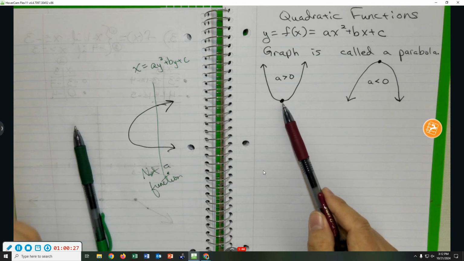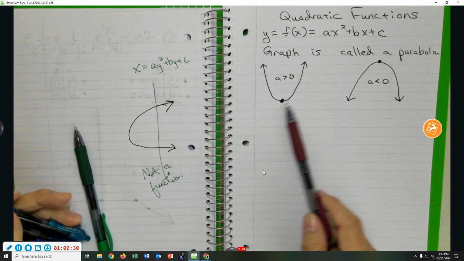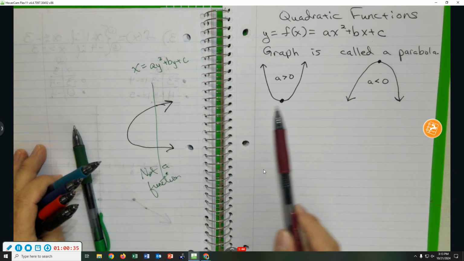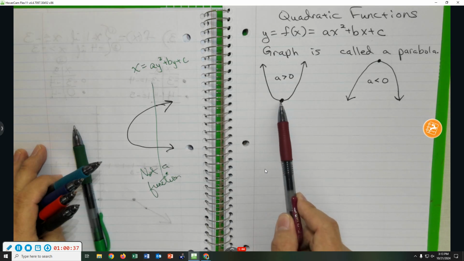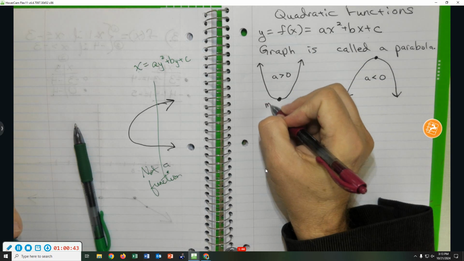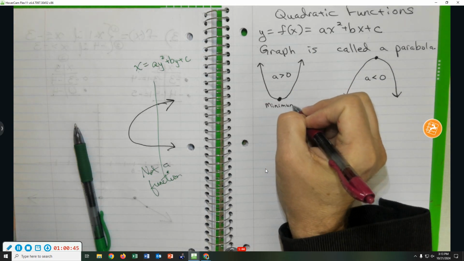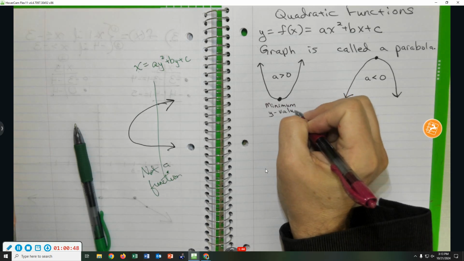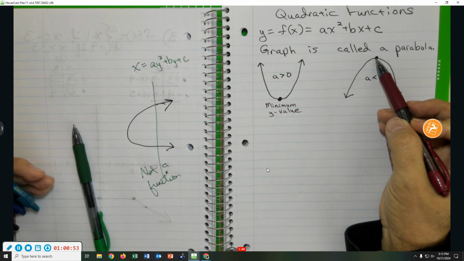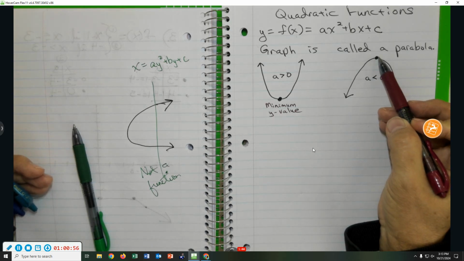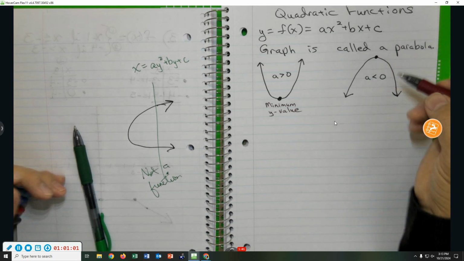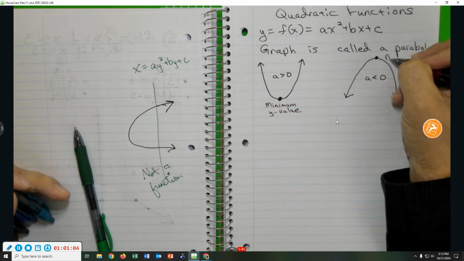The vertex, of course, if the parabola is opening upward, then the vertex is the lowest point on the graph. That means that's the minimum y value. The vertex is a minimum y value. Whereas if the parabola is opening downward, do you agree that the vertex has to be the highest point on the graph? That means this point has the biggest y value possible. A maximum y value, good.